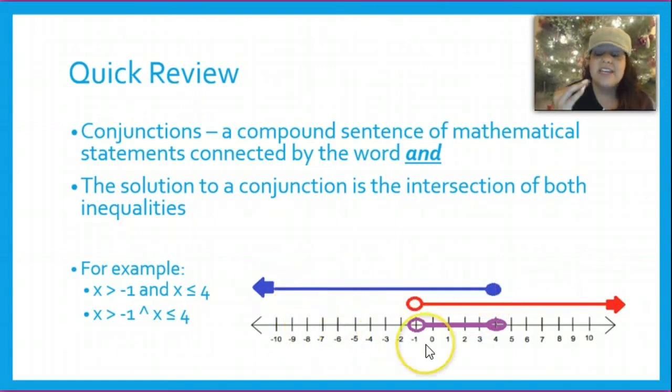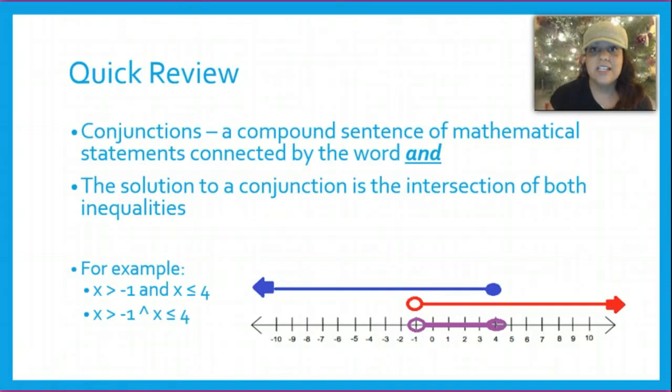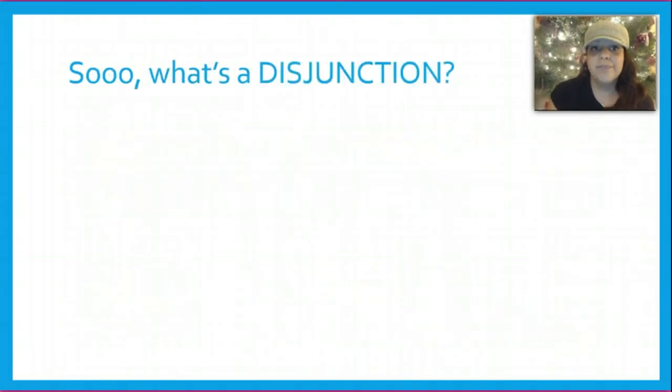And remember that the intersection is what they have in common. So I'm going to look here and I see, oh, they have everything from -1 to 4 in common and nothing else. So that's what's going to go on my number line, and that's what you see here in purple. Alright, so now that I've refreshed your memories about conjunctions, let's move on.